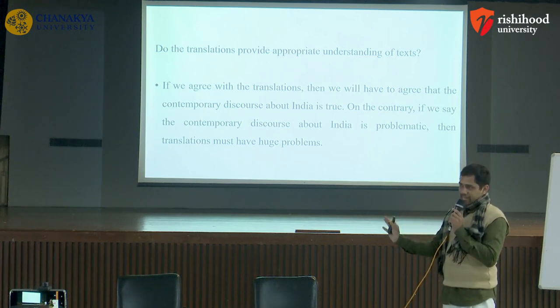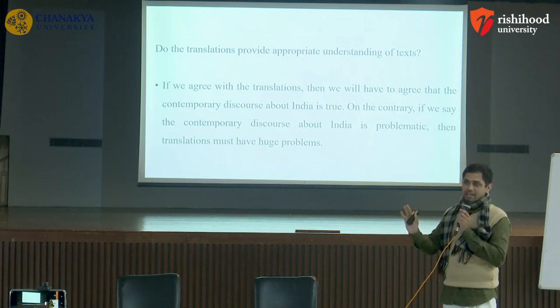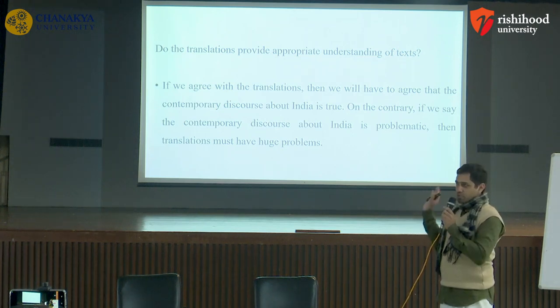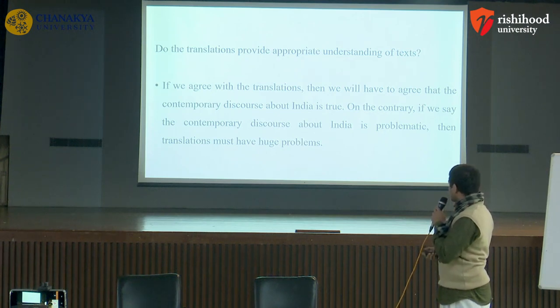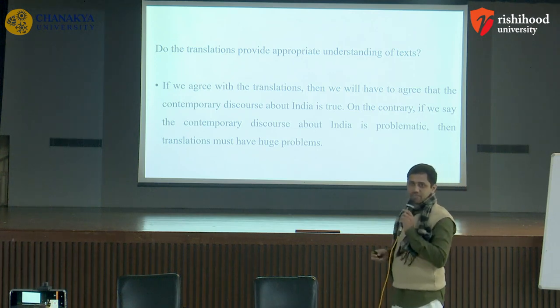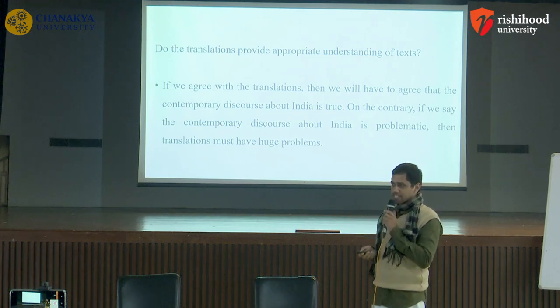If the translations are correct, then whatever the discussion, because all these discussions today, whatever we find on Arthashastra or Dharmashastra, mainly they are based on these translations. So if the translations are correct, then we have to agree that the contemporary discourse about India is true. But on the contrary, if we say the contemporary discourse about India is problematic, then the translation must have huge problems. So let us examine this with three texts. First, let us begin with Arthashastra.